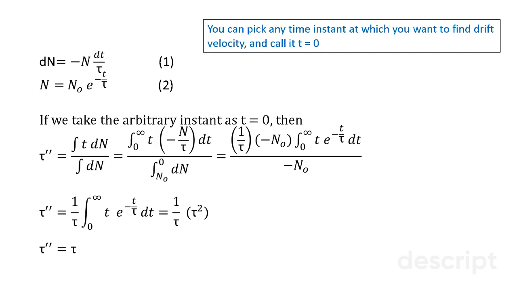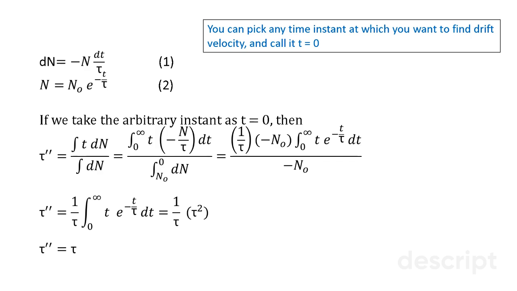If we take the arbitrary time instant as 0, then tau double prime equals integral t dn divided by integral dn. We use equation 1 for dn and then we use equation 2 for n. The lower limit is 0 in the numerator and n0 in the denominator because n is n0 at time 0. The upper limit is infinity in the numerator and 0 in the denominator because, as equation 2 shows, when t approaches infinity, then n approaches 0.